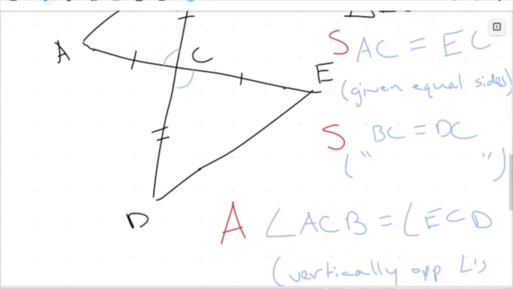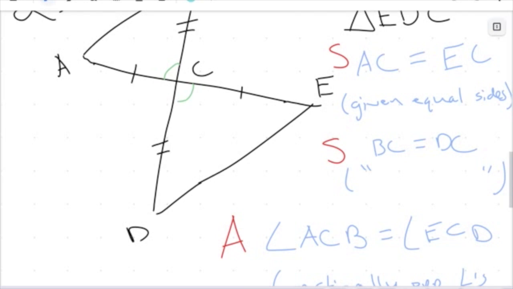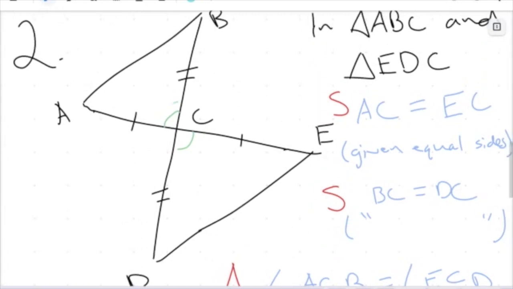We talked about this in the year 8 content. So I'm dealing with side, angle, side. That is the proof I'm going to use. And that angle has to be the included angle, the one in between the two equal sides here.